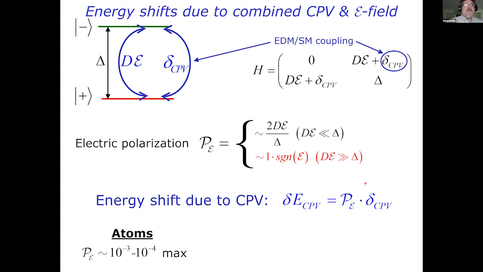With atoms, because the energies are so far apart between S and P states, typically you can only achieve a polarization on the order of 10 to the minus 3 or 10 to the minus 4 by applying the strongest electric fields you can in a lab. By contrast with molecules, where the energy of opposite parity states is much closer together, you can get essentially complete polarization and a maximum energy shift due to the CP violation.